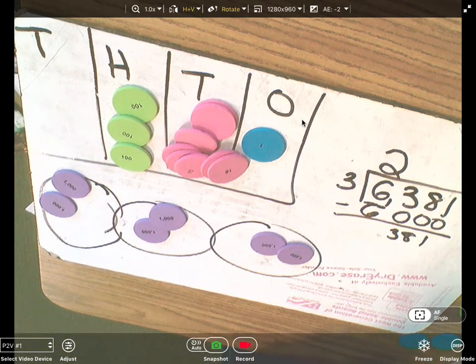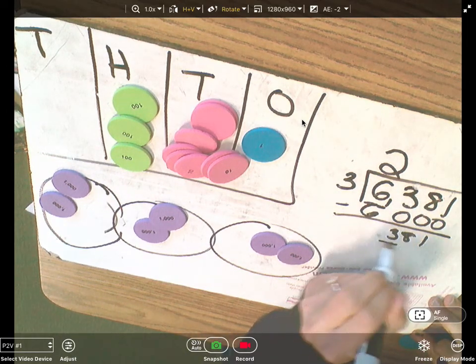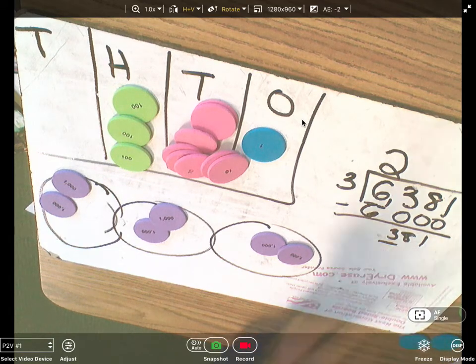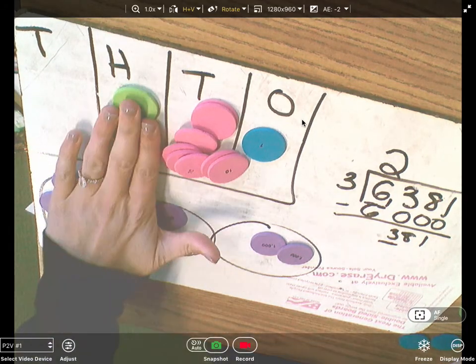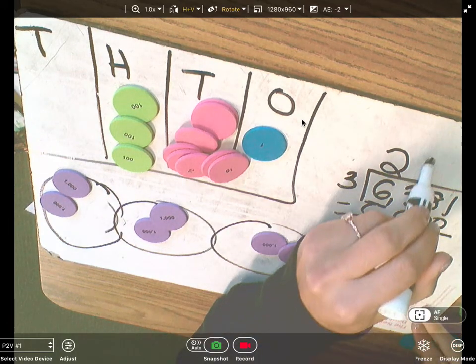So now if I look at my place value, I've given away my 2,000s. I'm now in my hundreds. I have 3 hundreds left. I still have 81. I'm going to ignore that, and I'm going to divide that up later. I'm going to first divide up my 300s. Well, I know that 3 divided by 3 is 1. So I'm going to put a 1.